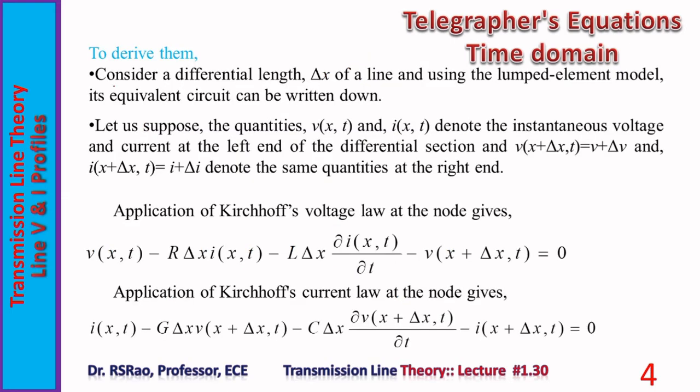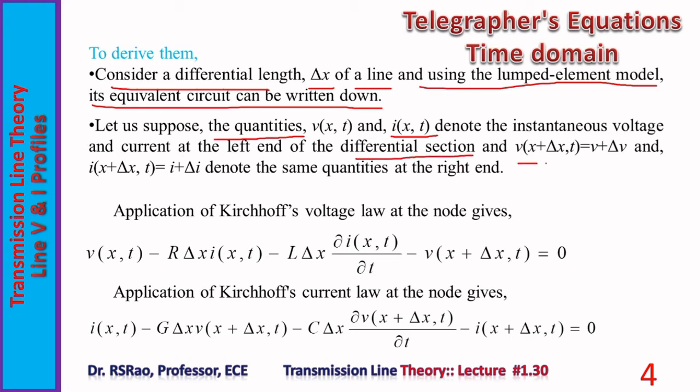To derive them, consider a differential length delta x of a line and using lumped element model, its equivalent circuit can be written. It is already shown. Let us suppose the quantities V(x,t) and I(x,t) denote instantaneous voltage and current at the left end of the differential section, and V(x+Δx,t) equal to V plus delta V, and I(x+Δx,t) equal to I plus delta I, denote same quantities at the other end.